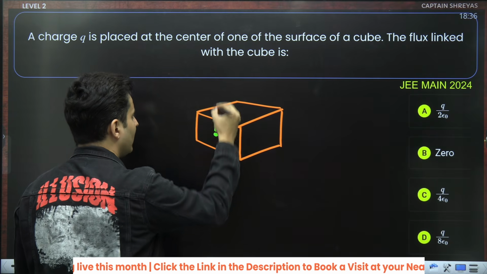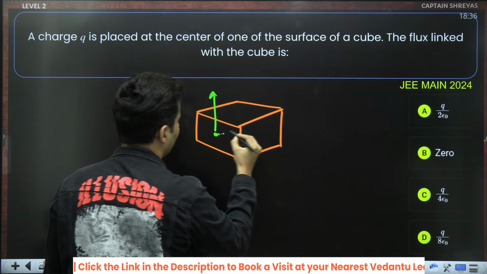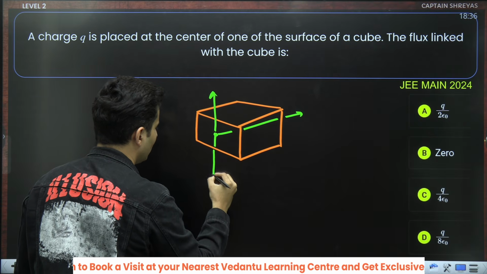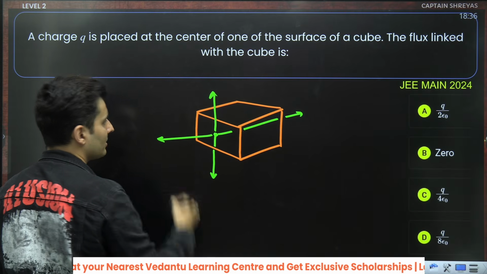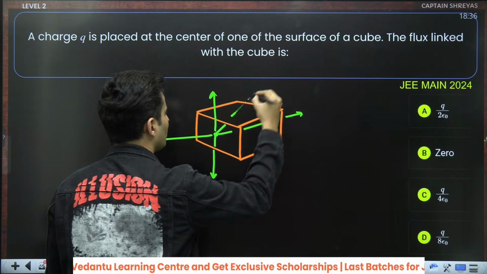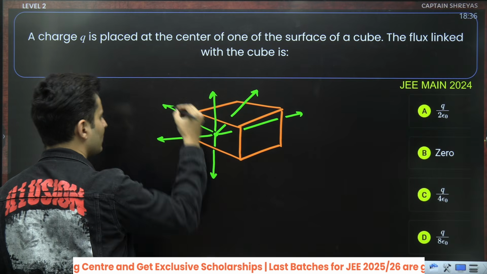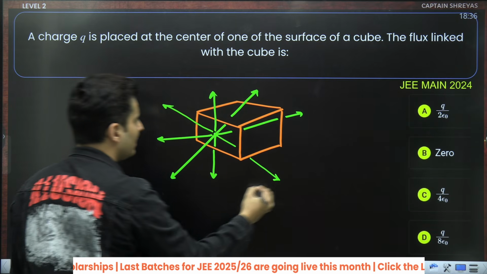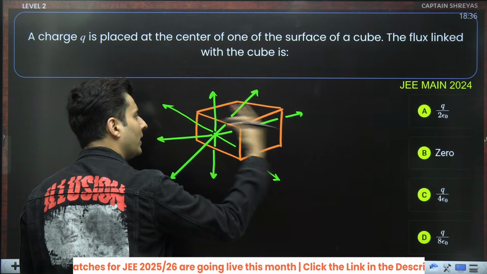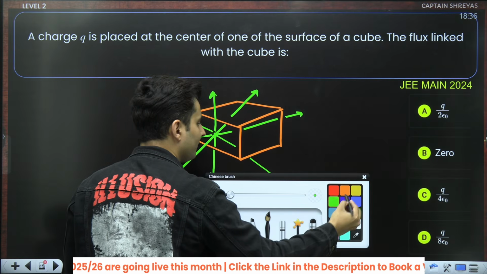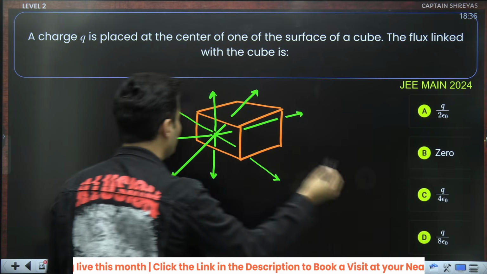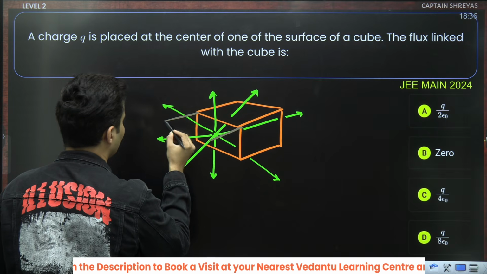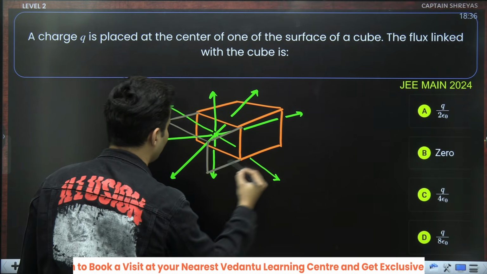So what will happen? The electric field lines will go like this. Another field line will probably go like this. Another field line will probably go like this. Another field line will go like this. Right? You can visualize so many such electric field lines going in different directions. Right? Can you see half of the field lines are going this side? The remaining half are going into an imaginary cube. You can think of an imaginary cube right over here, guys, something like this.